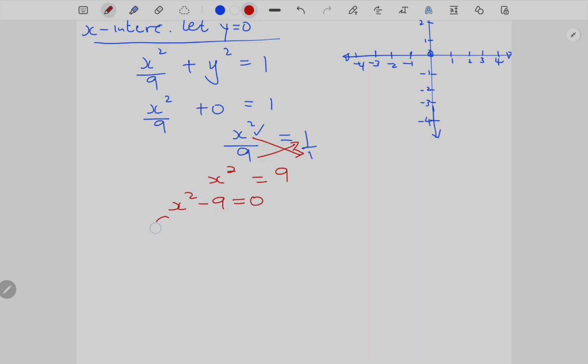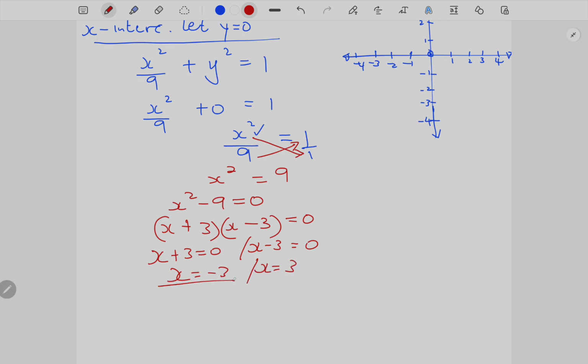Now let's solve for x. This is a difference of two squares, x and x. What is the square root of 9? It is 3 and 3. But because it's a negative 9, one 3 is going to be positive and the other 3 is going to be negative, is equal to 0. Then when you solve for x, x plus 3 is equal to 0, or x minus 3 is equal to 0. Therefore, x is equal to negative 3, or x is equal to 3.